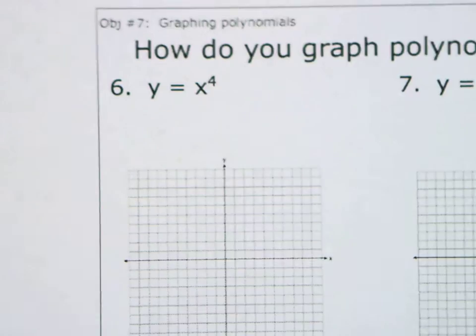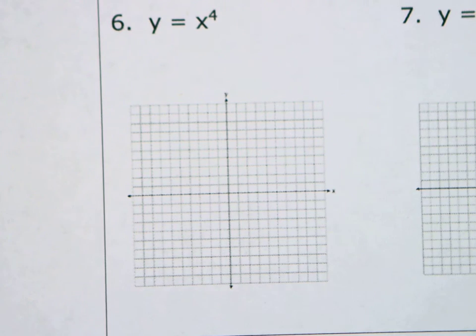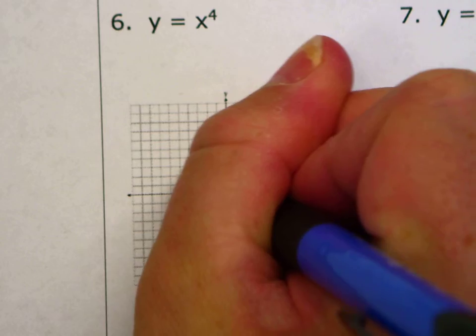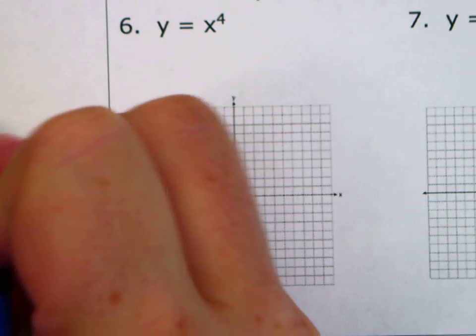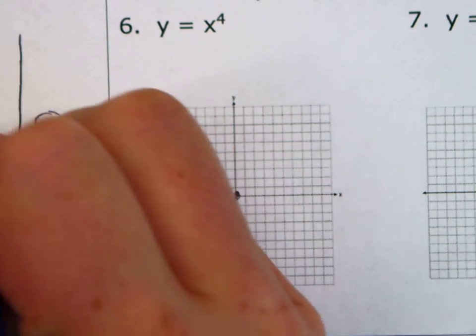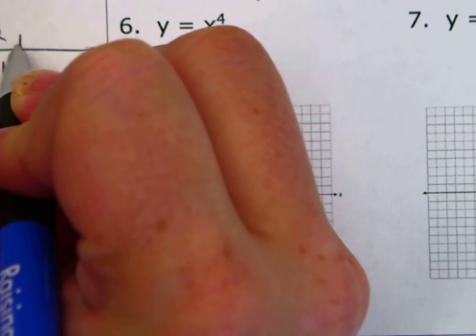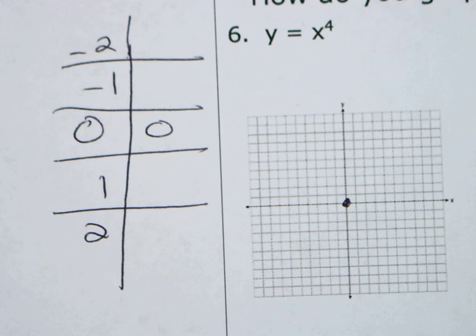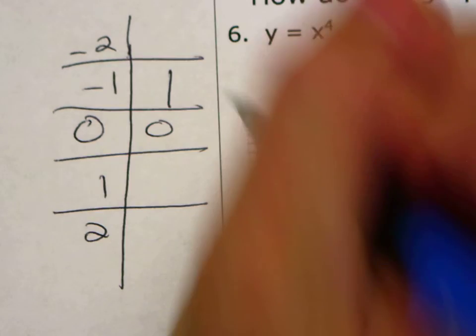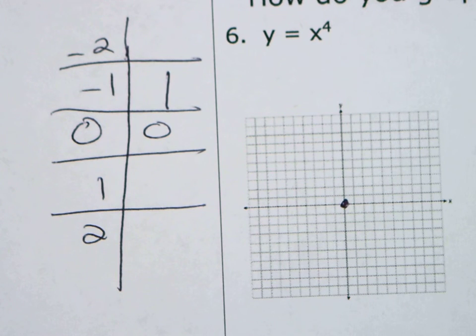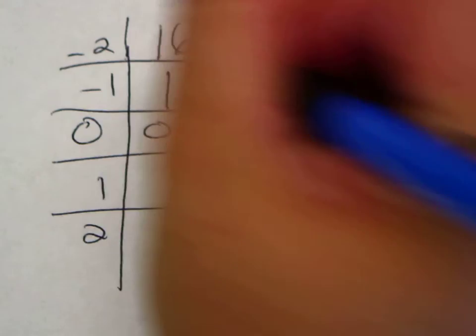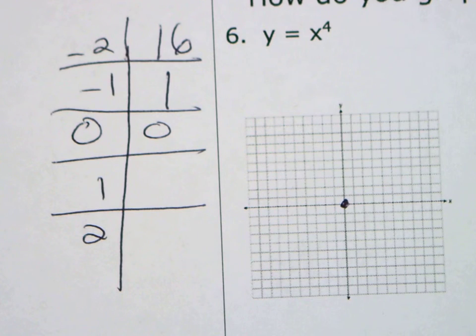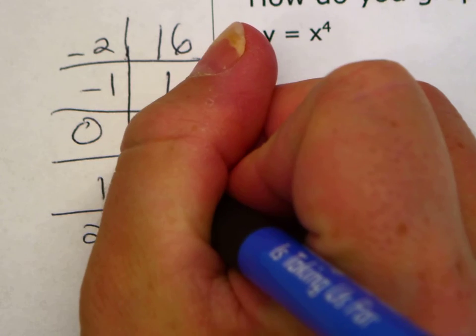X to the 4th. What do you think is going to happen with x to the 4th? Take a magical guess where we start. 0, 0. Okay. Let's do -1, -2, 1, 2. All right. -1 to the 4th. That's -1 times -1 times -1 times -1, which is 1. -2 to the 4th. That's 16. Are we going to fit 16 on this graph? No. 1 to the 4th is 1.